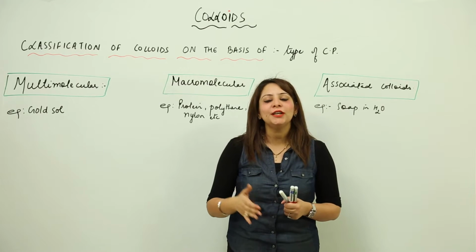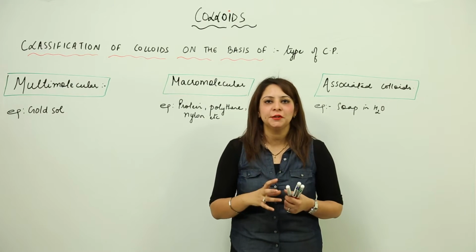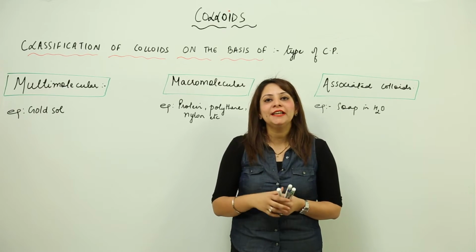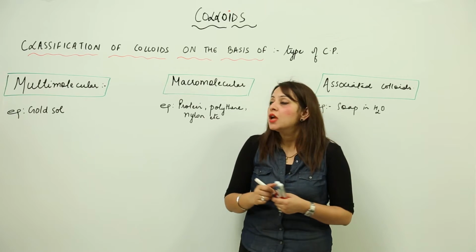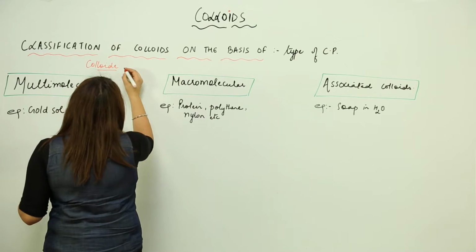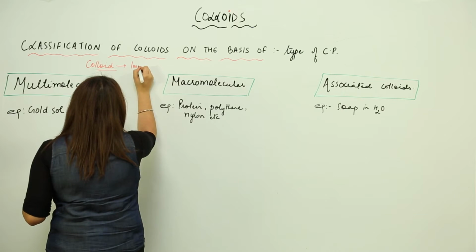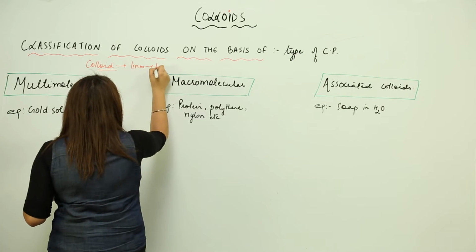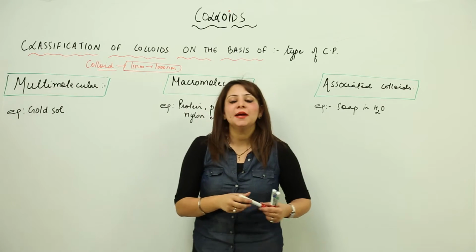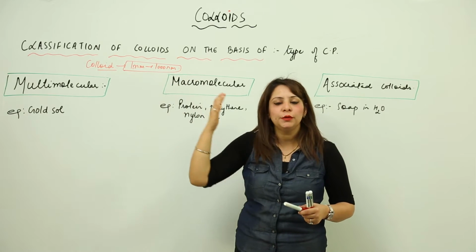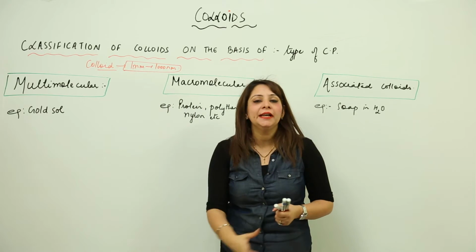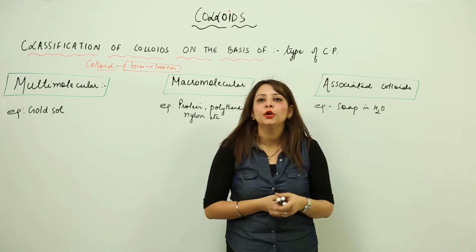Now we are going to differentiate colloids on the basis of types of colloidal particles. This kind of differentiation is actually very important because here we will be considering the diameter of the particles. As we all know, colloidal particles have a particle size ranging from a diameter of 1 nanometer to 1000 nanometer. Right, that means their diameter lies in this given range, between 1 nanometer and 1000 nanometer.